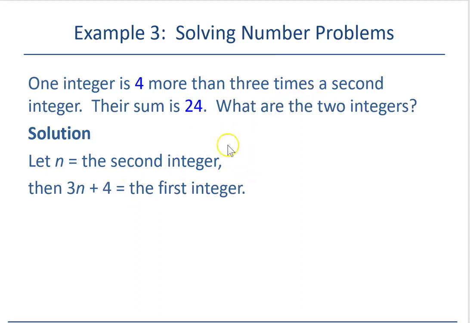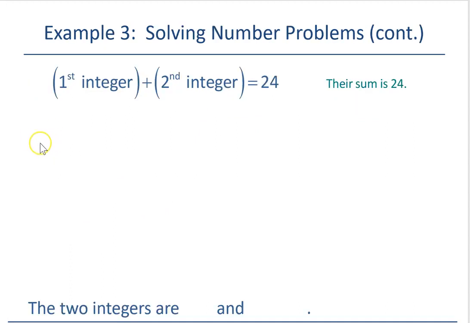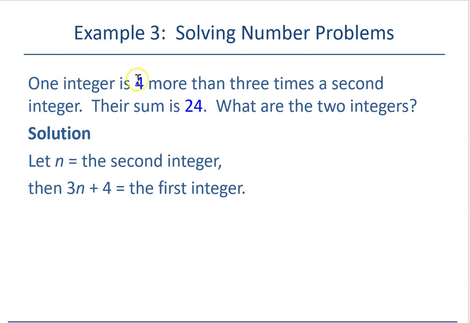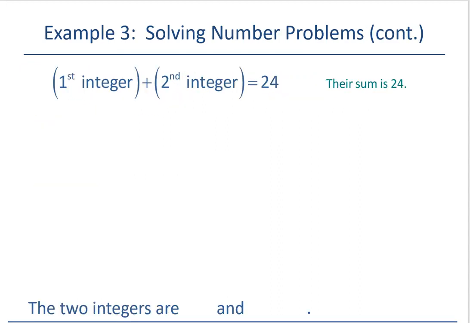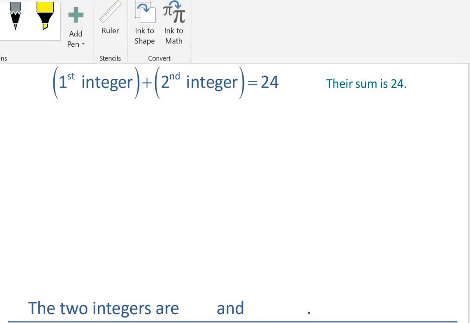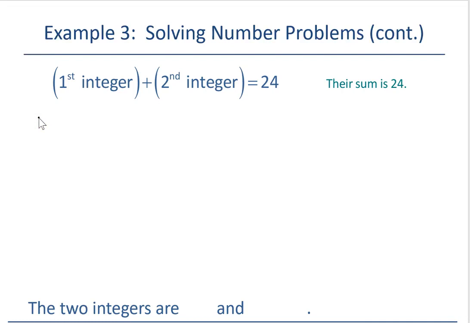Everything has to equal 24. So let's look at it here. What's the first integer? It says it's 3 times a number plus 4. It's 4 more than 3 times the second integer. Let's write that down. What's the second integer? We don't know, but I can say this: if the second integer is n, then the first integer is going to be 3n plus 4.